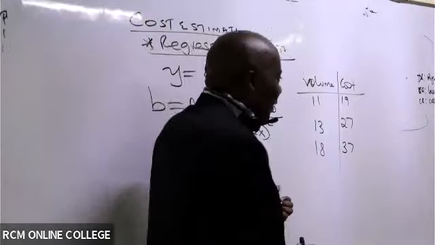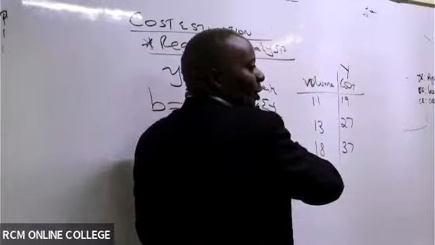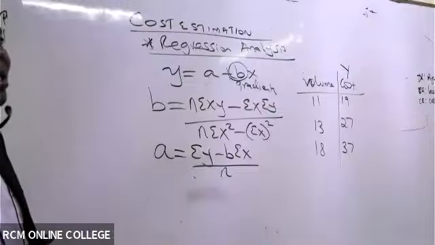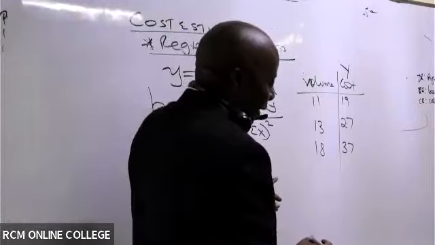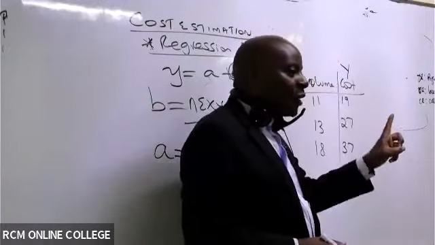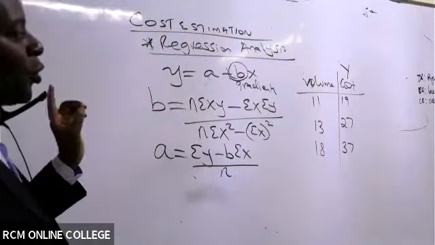So which one? Yes. Y will be the cost, because we are doing cost estimation. The one to be estimated normally goes to the Y. How do I know between the two which one is the Y? The one to be estimated will go to the Y. The response variable, the one that responds to the other, will always go to the Y.